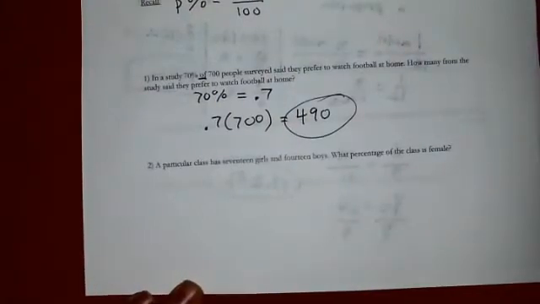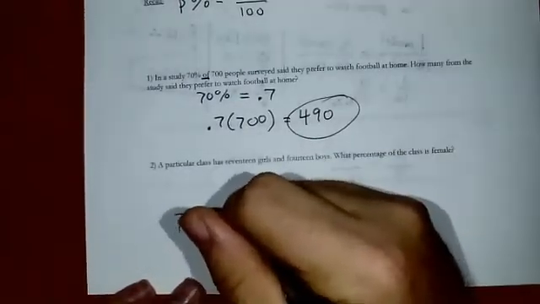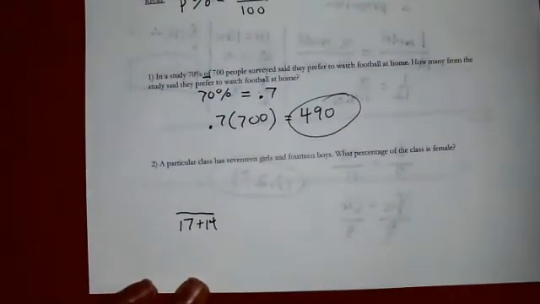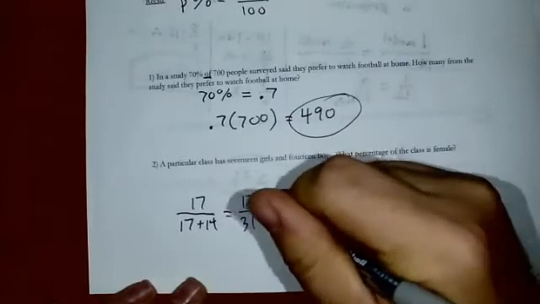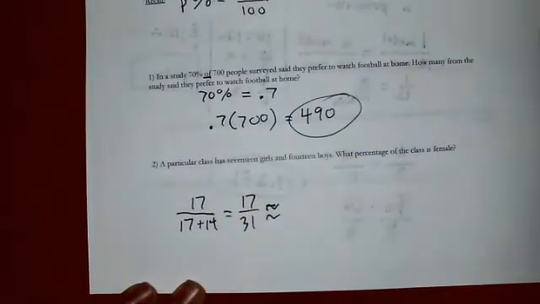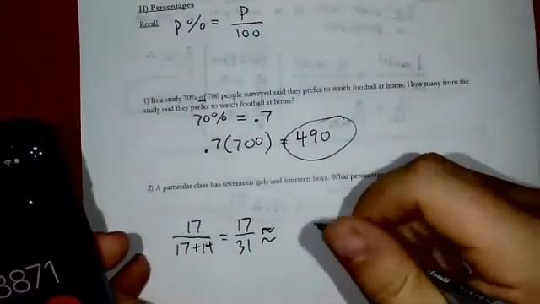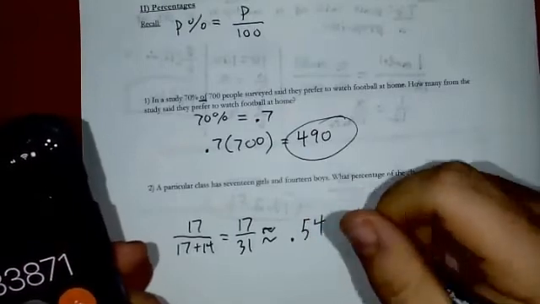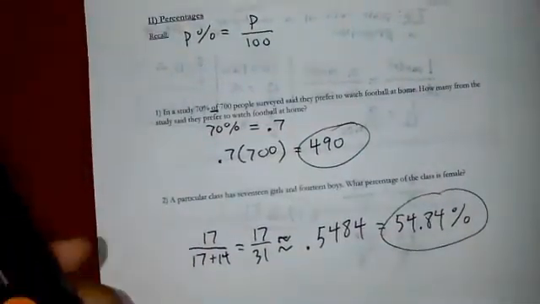Looking at number 2, a particular class has 17 girls and 14 boys. What percentage of the class is female? We need to figure out how many students there are in the class. There's 17 girls, 14 boys, so that tells us how many students are in the class. Out of those 31 students, how many are girls? Well, that would be 17. So that's 17 out of 31. So if we do 17 divided by 31, we get approximately 0.5484, which is approximately 54.84%. So a little over half the class is female, which makes sense. 17 over 31 is a little over half.